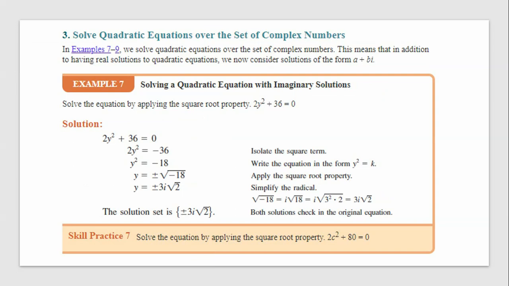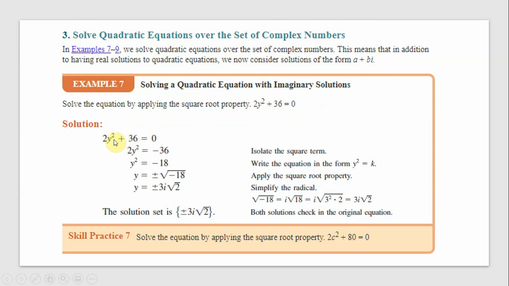So we looked at solving quadratic equations in previous lessons. Now we're just going to look at another class of quadratic equations with imaginary solutions or complex solutions. Okay. So we're going to solve quadratic equations over the set big C, or complex numbers. Okay. So I want to look at this. Solve the equation by applying the square root property: 2y squared plus 36 is equal to 0.